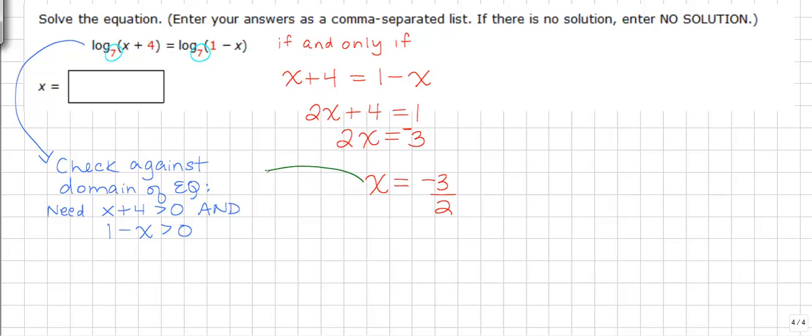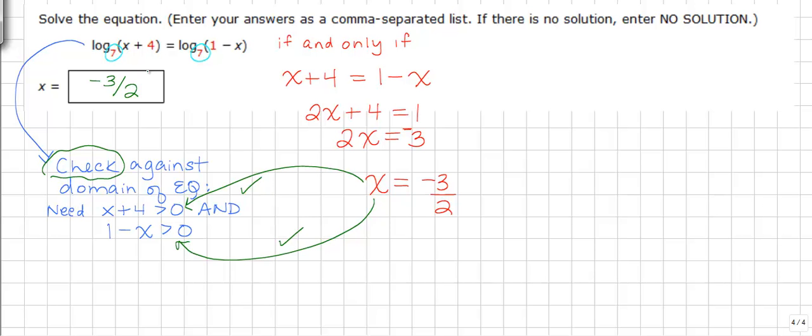If we check it against x plus 4, we're good. And if we check it with 1 minus x, we're good, because 1 minus negative 3/2 itself would be positive. But again, super important that you check to make sure you don't have extraneous solutions. Alright, so the solution here is actually just simply negative 3/2.